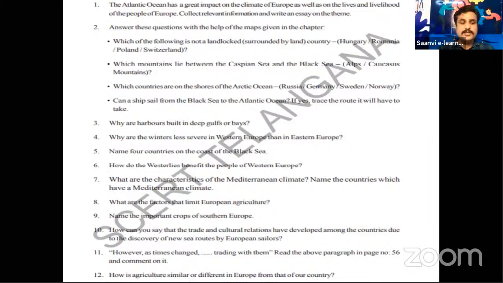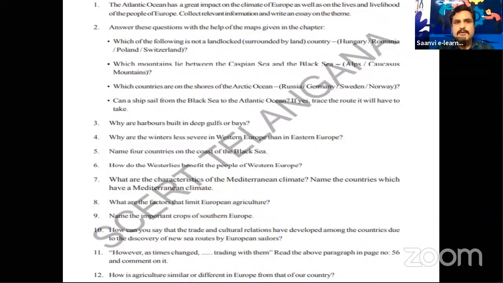Next is to answer the questions with the help of the map given in the chapter. Already you have the map. Which of the following is not landlocked? It means surrounded by land. The options are Hungary, Romania, Poland, Switzerland. Which answer is correct? Switzerland. Find the place where Switzerland is on the map. When you write CW, don't make mistakes on that.